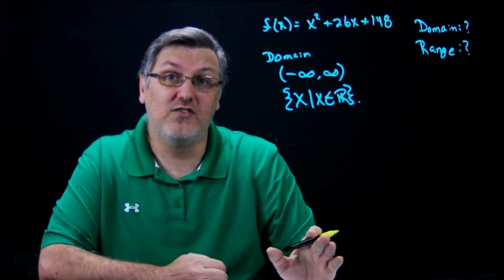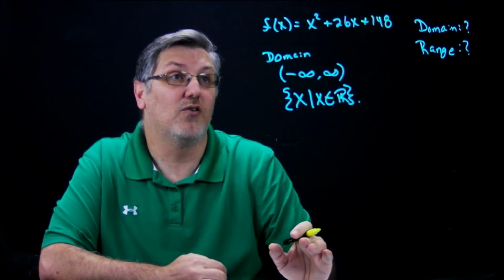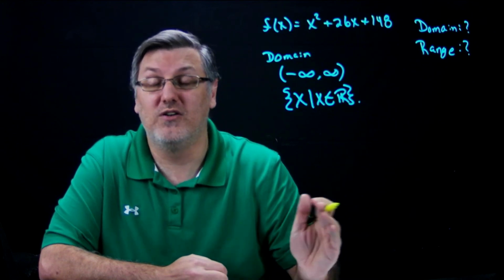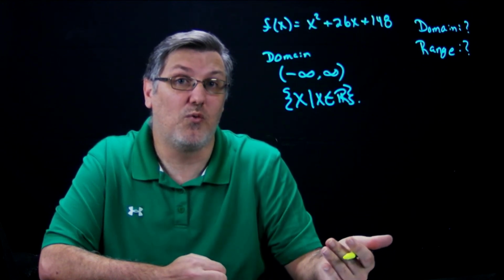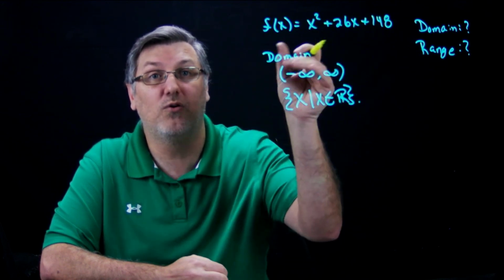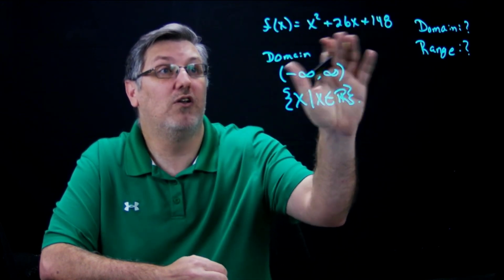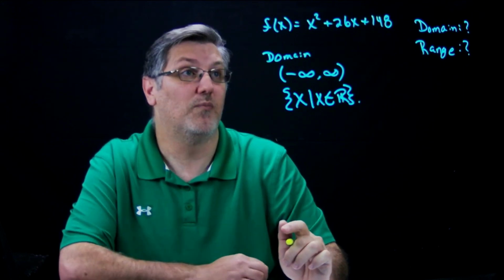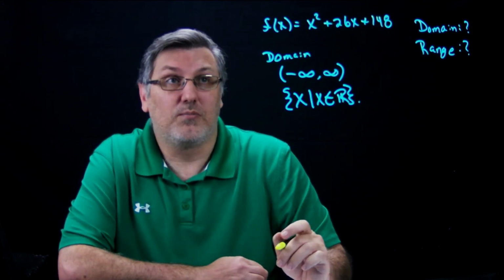The range is not as easy. The range here is not going to go from negative infinity to infinity. We need to find where the y value is, and we need to figure out, is the graph going to be going upward or going downward? So what we need to do here is turn this into vertex form. So we're going to do this by completing the square.